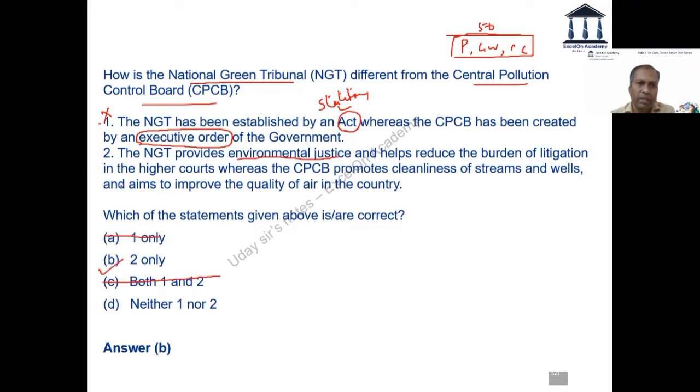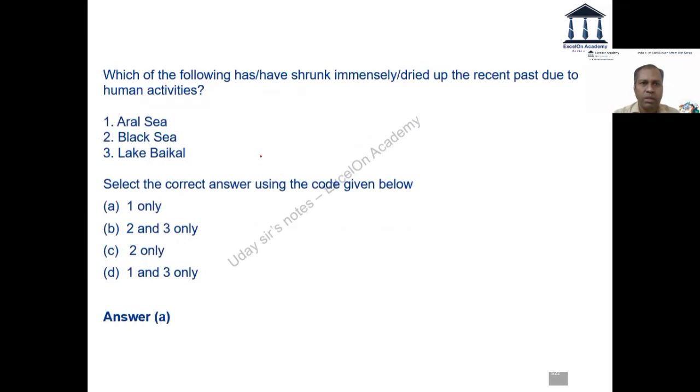Yeah. So this luckily we have very directly taken. If you go back to our notes, you can actually see this statement also. Because I'd actually gone to the NGT website and taken why it was established. The third one.